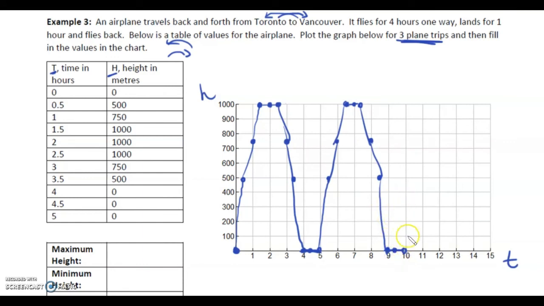Okay, let's repeat it one more time. So up to in a half an hour, we're at 500, 750, an hour in the air, and then back down to 750, back down to 500, and then 1 full hour on the ground. Okay, so that's how it's going to look approximately.